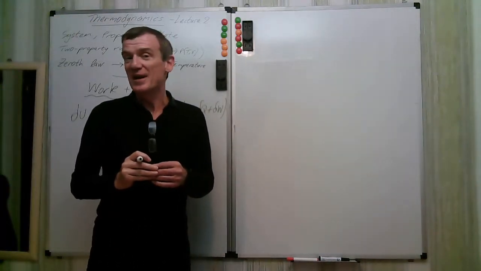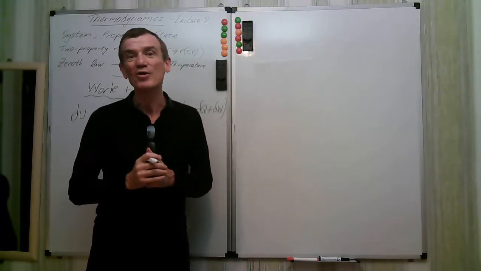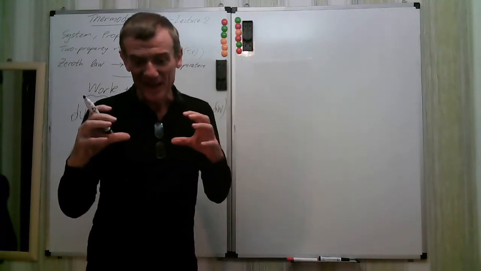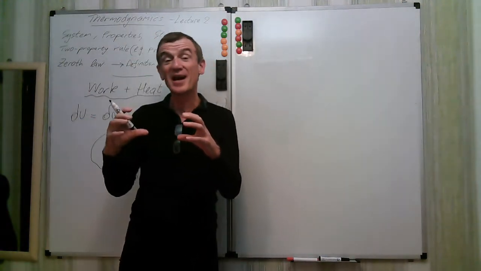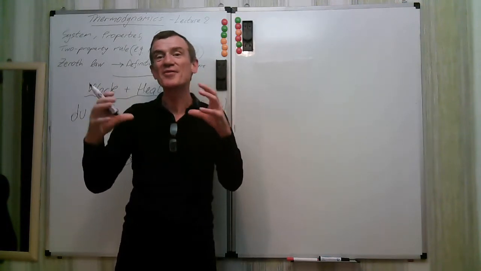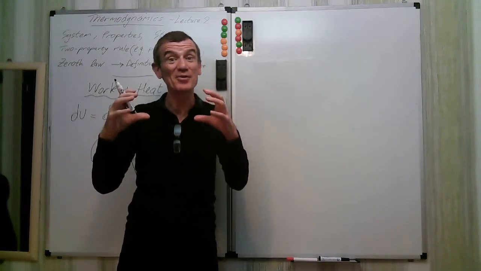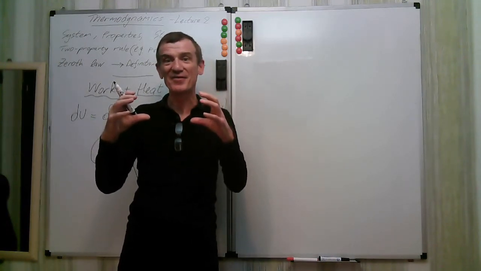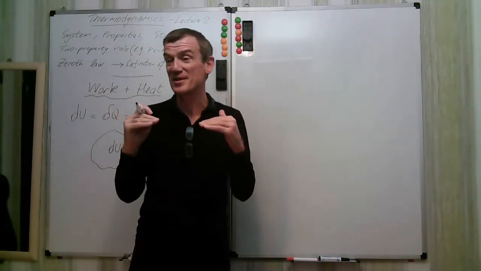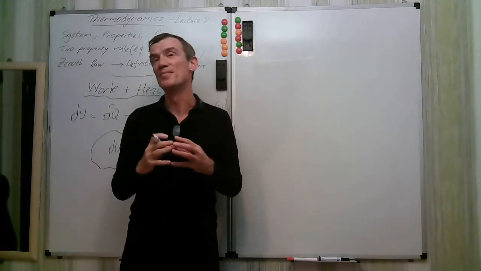And funny enough, we kind of saw it in the zeroth law. When we were looking at our systems, where we brought two systems together in contact via a diathermal wall, if the properties were unequal at the beginning, so if the temperature was unequal, then after a while the temperatures equalize. So the system tends to equilibrium. We call that a thermal equilibrium.